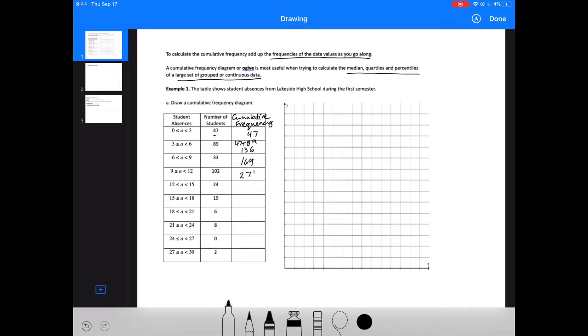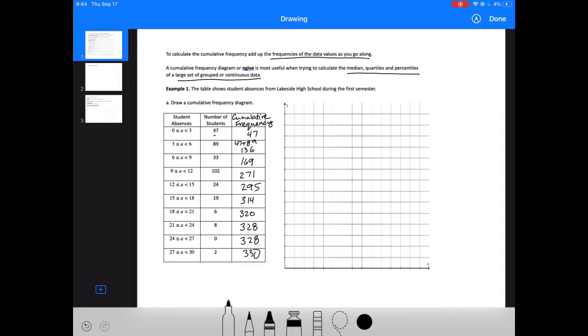So 271, 295, 314. We'll keep going down here. 314 plus 6 would be 320. 328. 328 stays the same. And then we're going to get to 330.